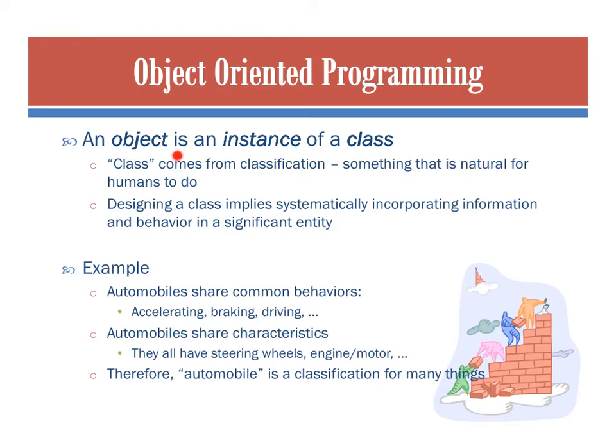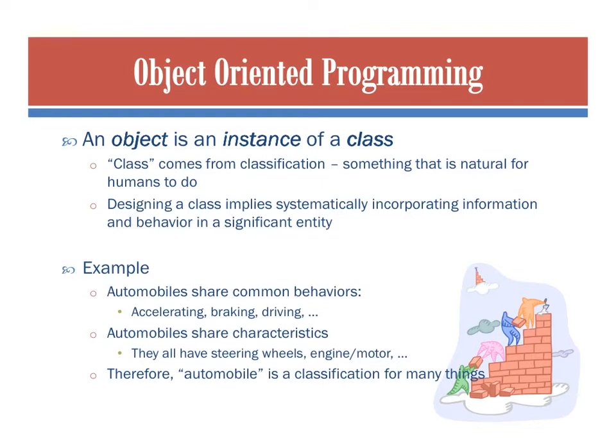So this is something that we will repeat a lot during this term. An object is an instance of a class. The word class in this case comes from classification, which is something that we do naturally. And the class is going to be our high-level abstraction of whatever object it is that we want to code or that we want to represent.